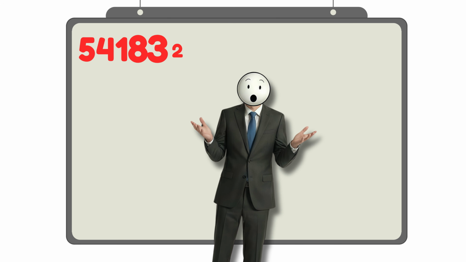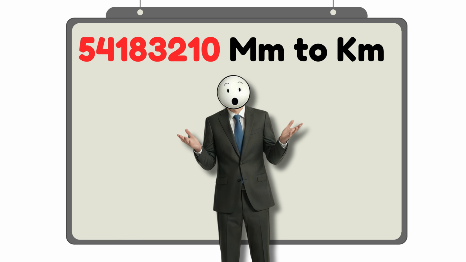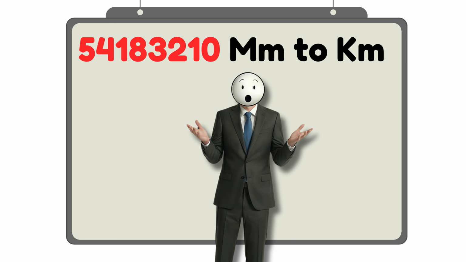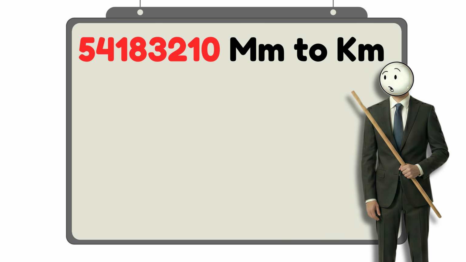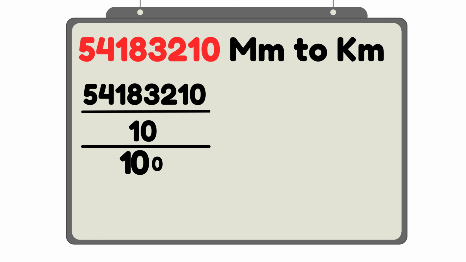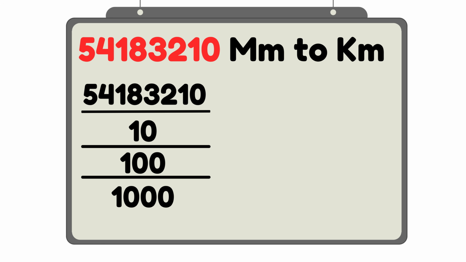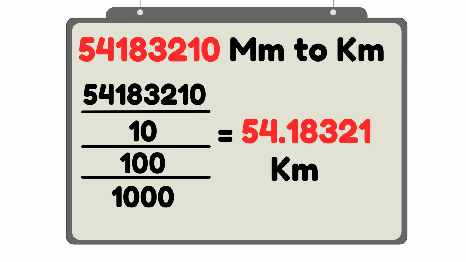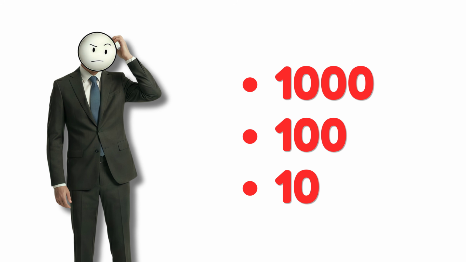Finally, let's take 54,183,210 millimeters all the way to kilometers. We are moving left, so we divide by every bridge. Divide by 10, then 100, then 1,000. Our final answer is 54.18321 kilometers. Remember, 1,000, 100, and 10.